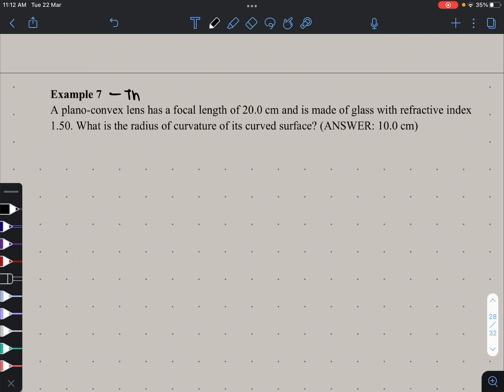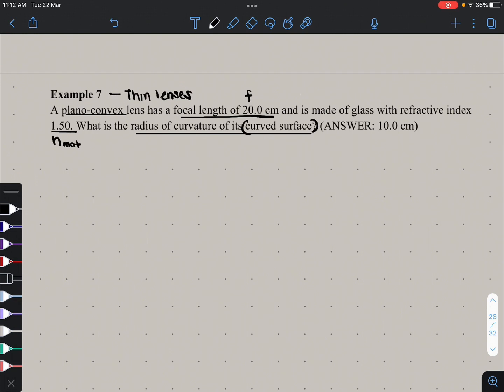So this is the question on thin lenses. What we have here is a plano-convex lens with a focal length of 20 centimeters. Given to us is a focal length f, and it is made of glass with a refractive index of 1.5. So this is the refractive index of the material. The question asks us to find the radius of its curved surface. So the question asks for the radius of the curved surface only.